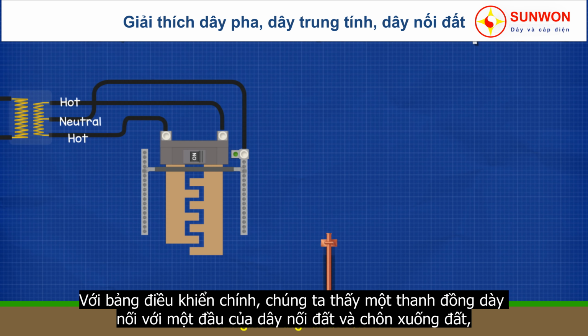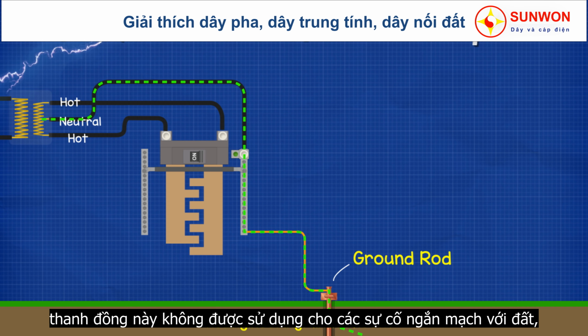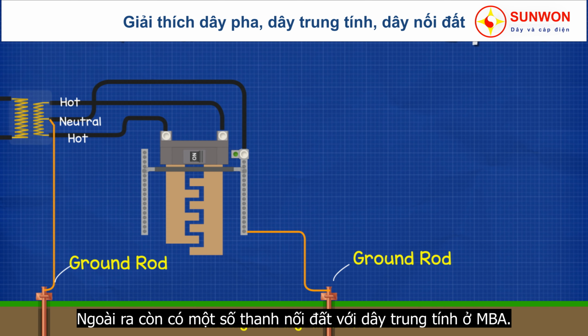Connected to the main panel, we will find a thick copper wire which leads out to a ground rod. The ground rod is buried into the ground outside near the property. This rod is not used for ground faults. Its purpose is to dissipate static electricity and external high voltages like lightning strikes. There is also a ground rod connected to the neutral at the transformer.